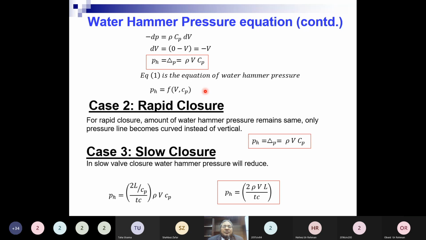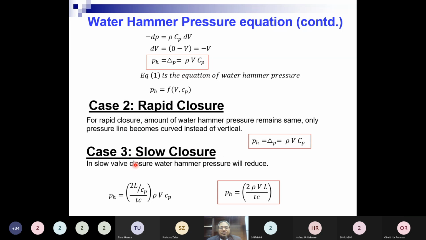Okay, now we want to derive the equation for rapid valve closure. This equation was for instantaneous valve closure. For rapid valve closure, the amount of water hammer pressure remains the same. Only the pressure line becomes curved instead of vertical in case of rapid closure. This is the same as the equation, so the hammer pressure is equal to rho v Cp.